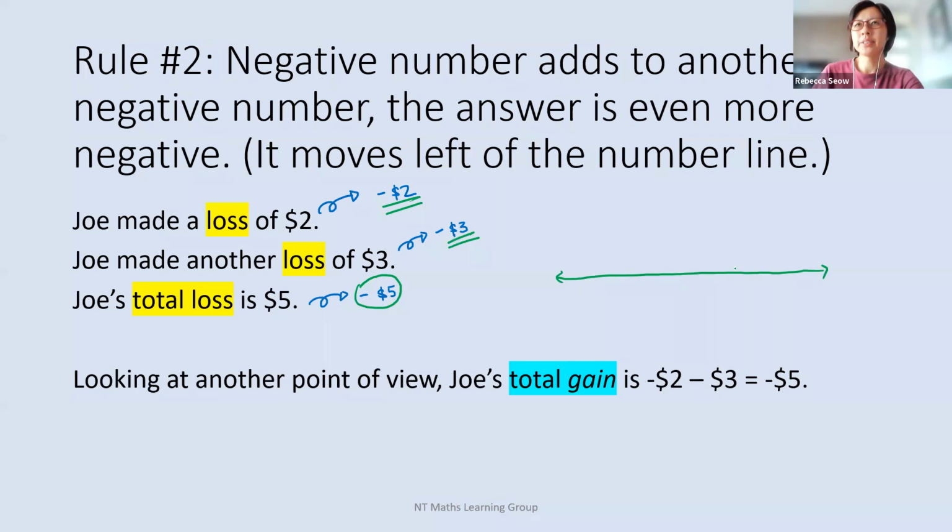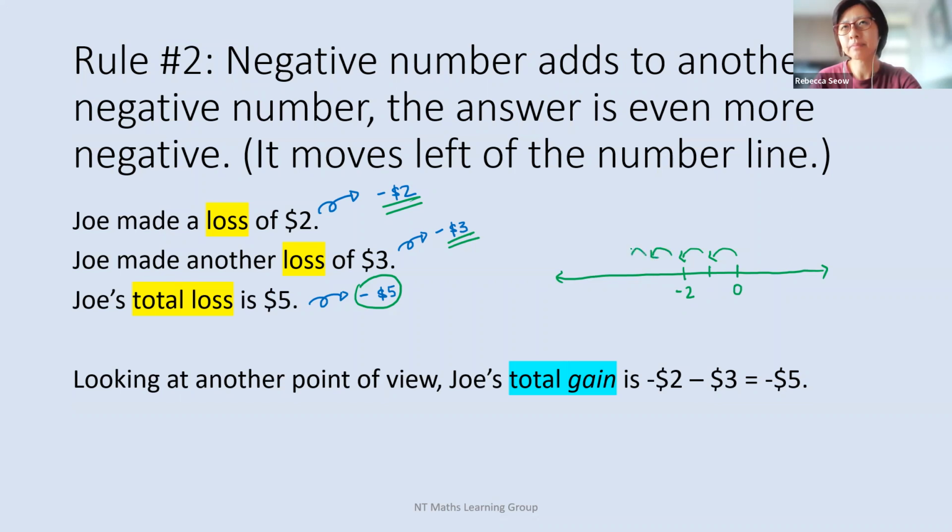So we start from $0. Okay, 0. Joe made a loss of $2. So if you made a loss, that means you will have to go backwards by 2 units. Okay, so when we go backwards by 2 units, we will end up at -2. He made another loss of $3. So we got to go another 3 units down.